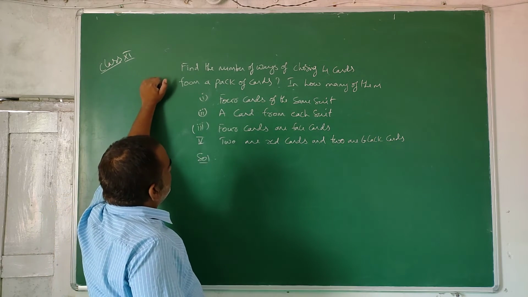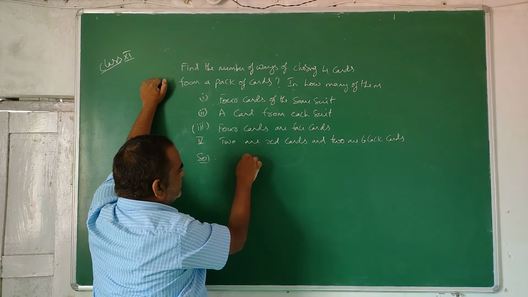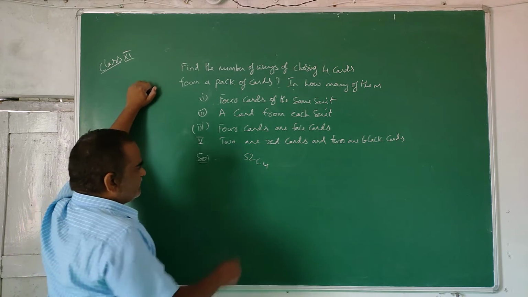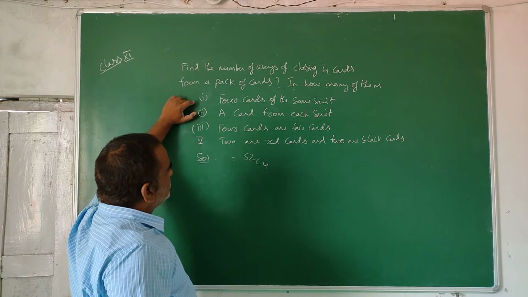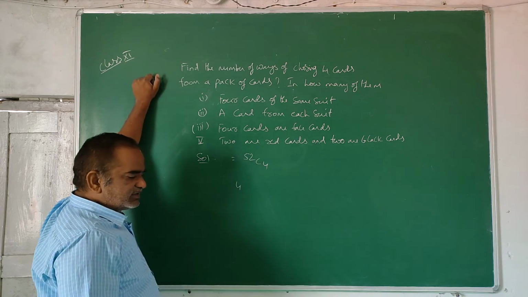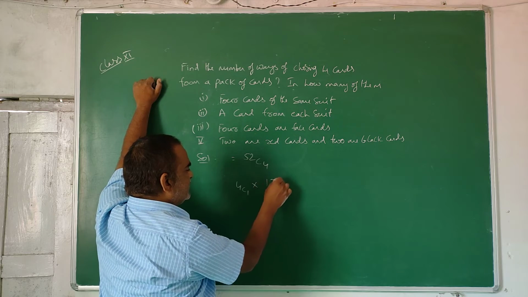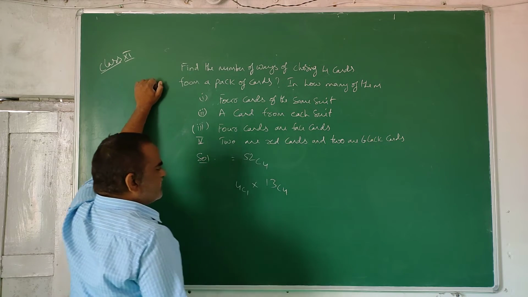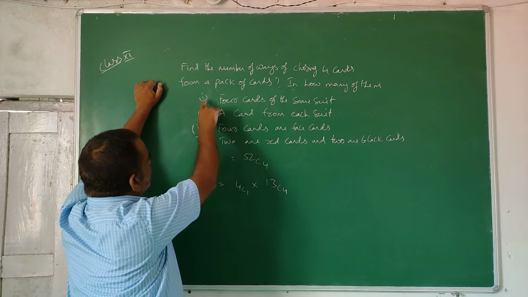First, find the number of ways of choosing 4 cards. So for the main question, the answer is 52C4, the number of ways of choosing 4 cards. In that, 4 cards are of the same suit. Overall there will be 4 suits: spade, club, hearts, diamond. From 4, you have to choose 1 suit. And the selected suit contains 13 cards. From them, you have to choose 4 cards. So 4C1 into 13C4. Did you understand? This is the answer for the first question.